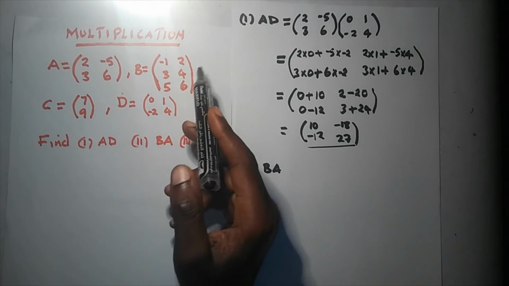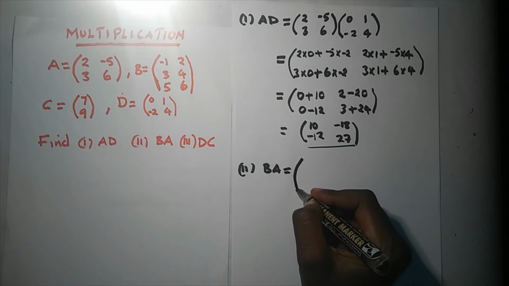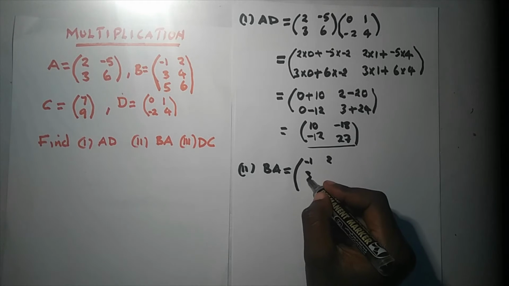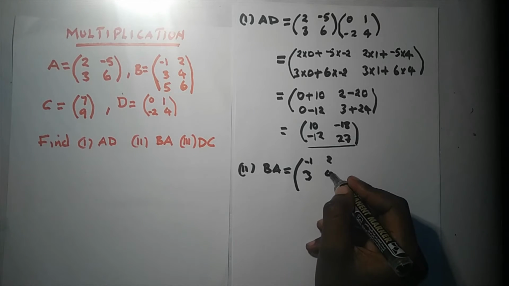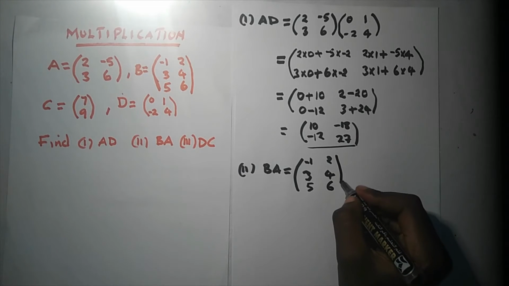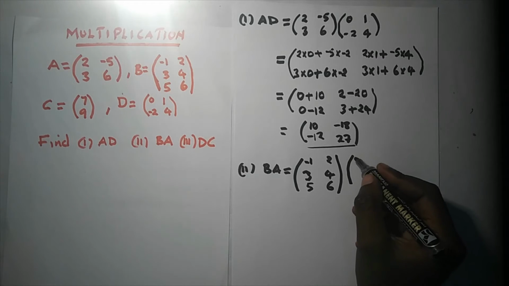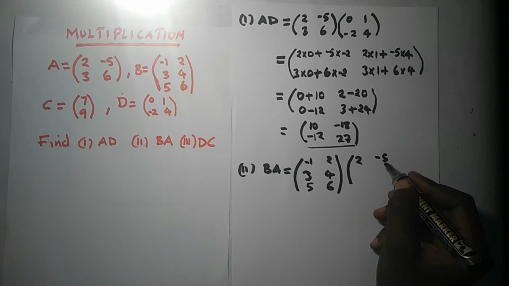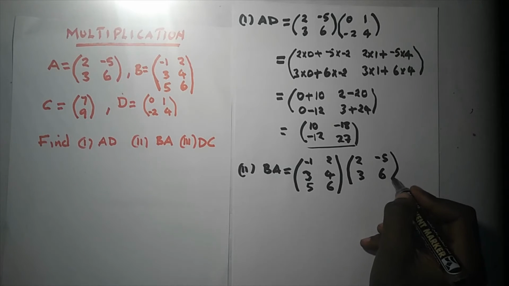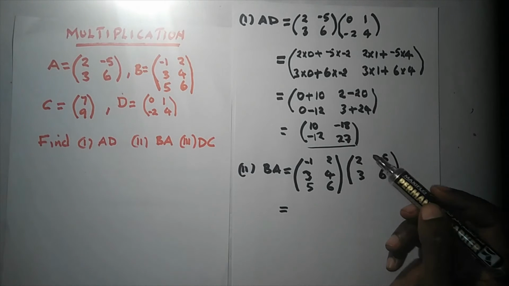So our B is this one here. So we're going to replace the letters with the matrices. -1, 2, 3, 4, 5, 6. Okay, and then we multiply by our A. Our A is 2, -5, 3, and 6. So we are going to follow the same rule that we followed here.